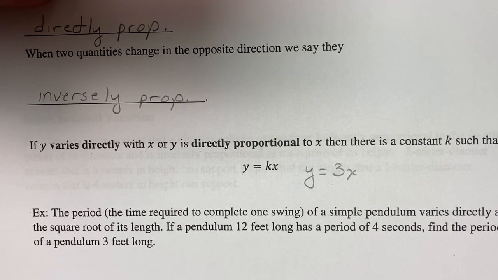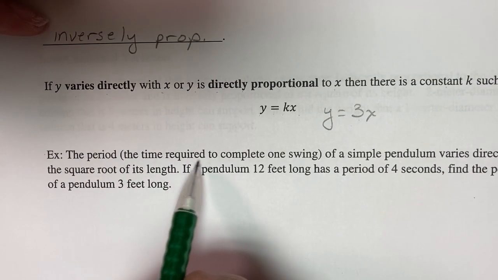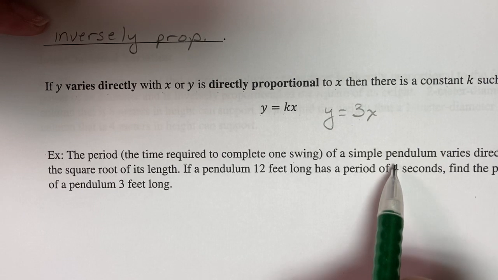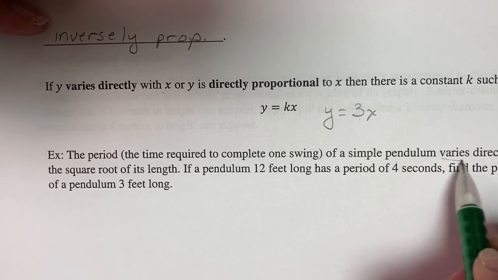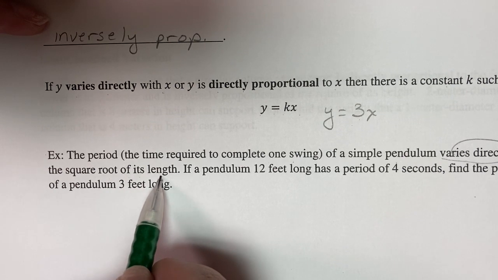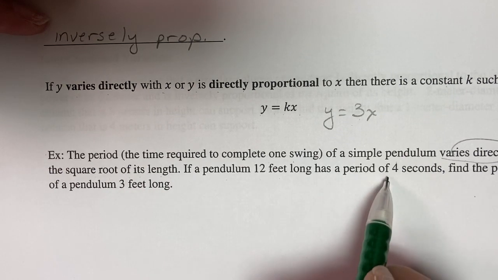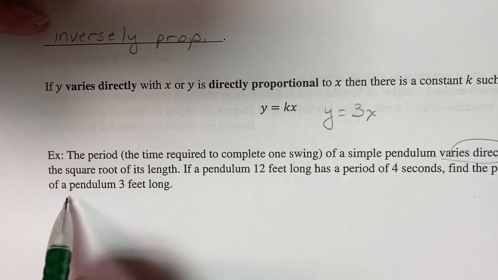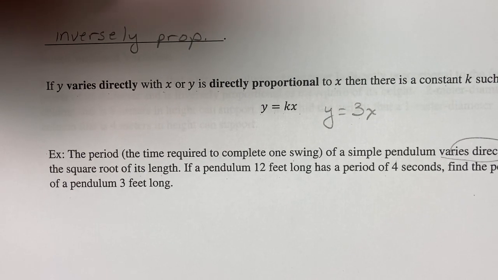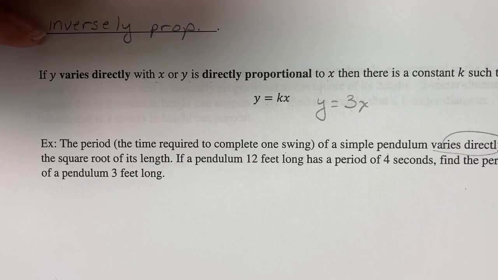Okay, so let's do an example of this. The period, the time required to complete one swing of a simple pendulum, varies directly as the square root of its length. If a pendulum 12 feet long has a period of 4 seconds, find the period of a pendulum 3 feet long. So here's what you have to do.